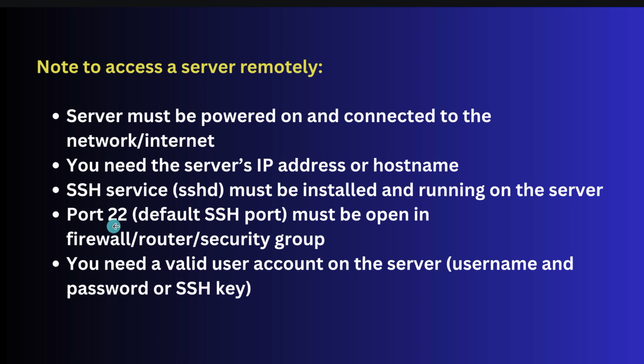Port 22, which is the default SSH port, must be open. SSH means secure shell, which means we are securely accessing the server. So port 22 should be open in the firewall or the network settings, and you need a valid username or account on the server. You must have the username and account credentials already created on the server, only then can you access that server. So in our practical demo, we will use the Putty terminal on our Windows machine to access a Linux server running inside our VirtualBox. So let's see.